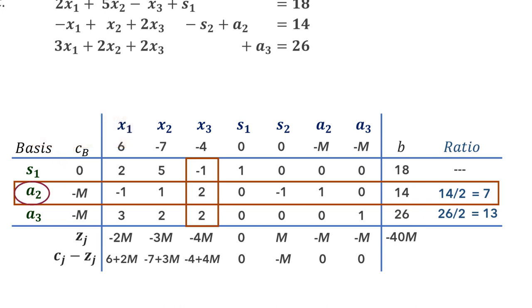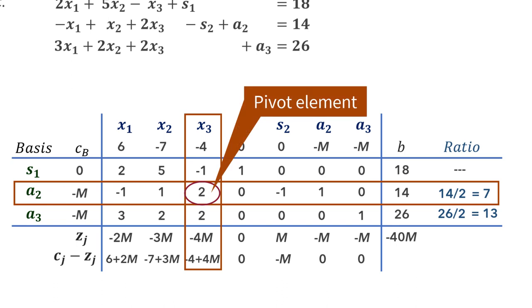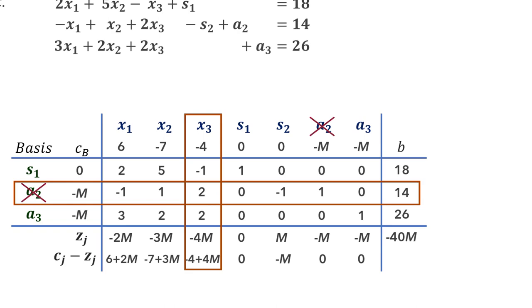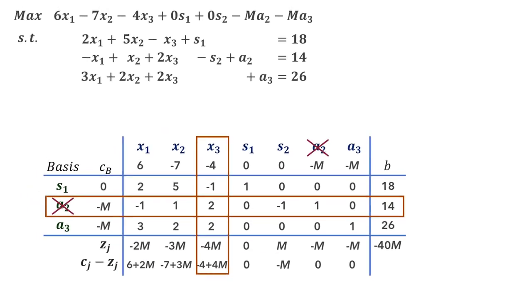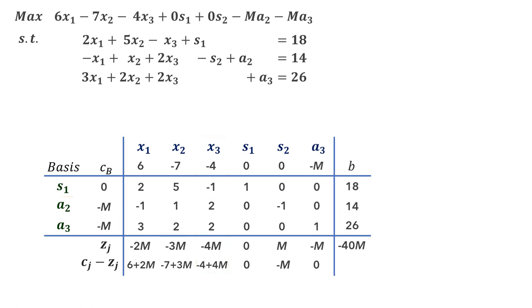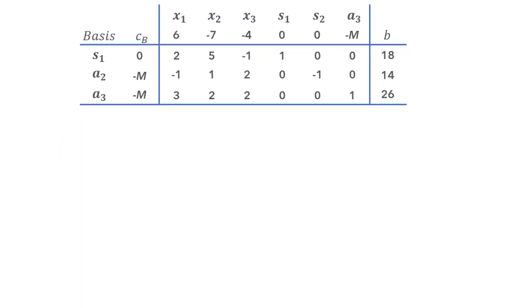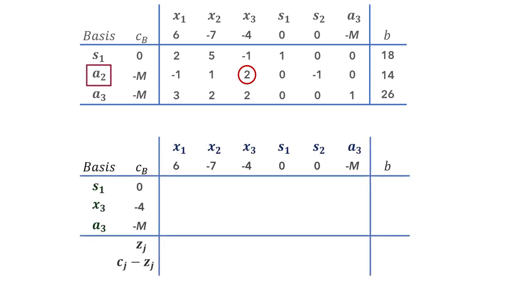The value at the intersection of the pivot row and the pivot column, which is 2 in this case, is called the key or pivot element. Moving forward, A2 will be leaving the basis, and because it's an artificial variable which has no real meaning in the solution, it can be removed from the columns altogether. So in the new tableau setup for the first iteration, A2 has been replaced by the pivot column variable x3 with the objective function coefficient -4.